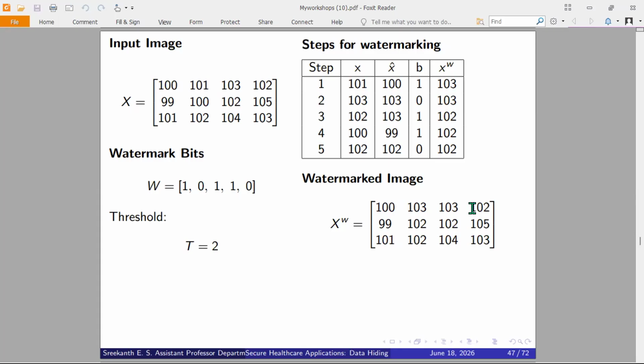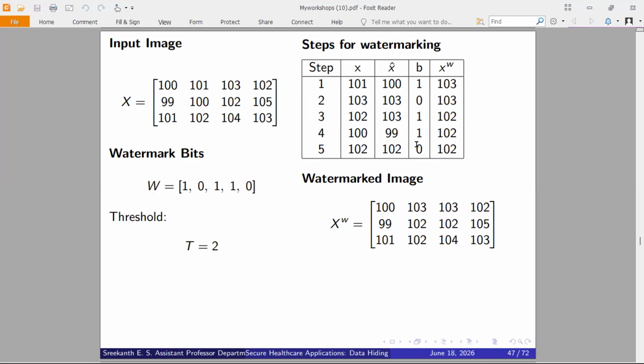Now what we have to share with the receiver: we have to tell the receiver that we have embedded 5 bits, that is the length of the embedded data. There are no skipped portions in this. The receiver knows how the embedding happened. All this is assuming that there is no attack; we will come to that later. Then the receiver will do the reverse.